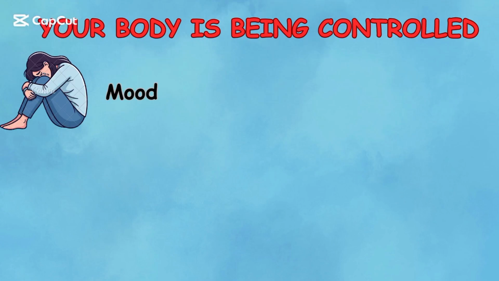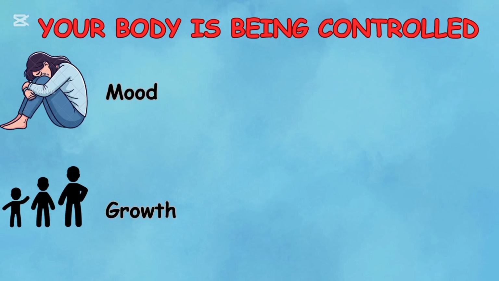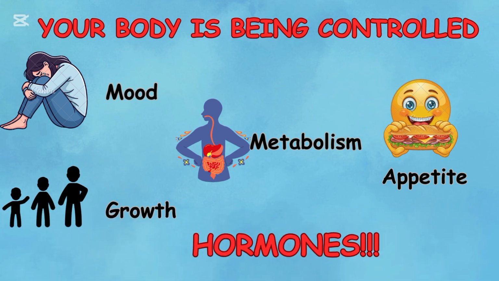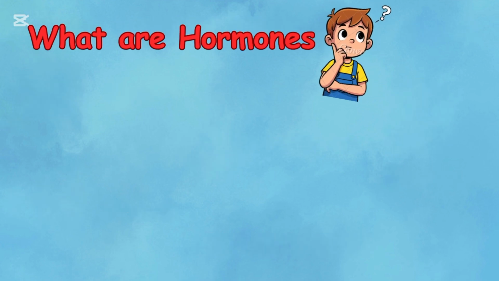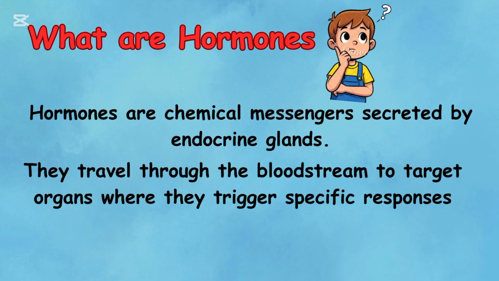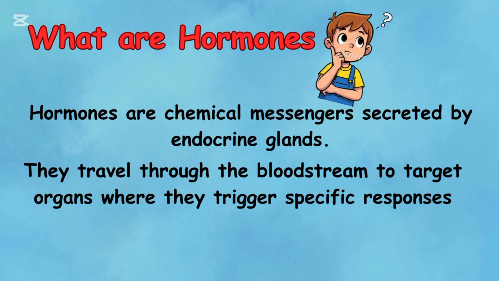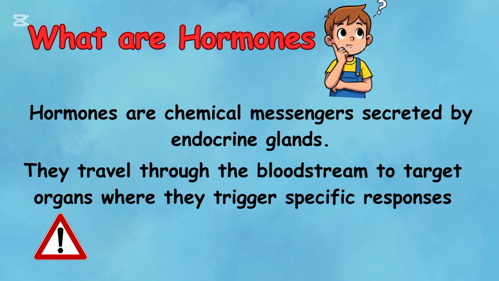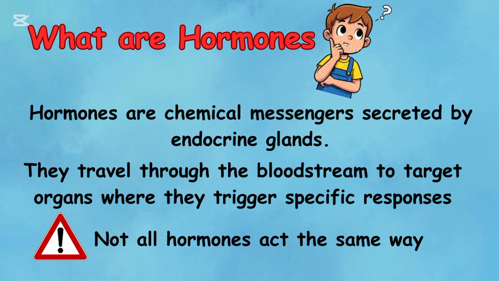Your mood, your growth, your metabolism, your appetite are controlled by invisible chemical messages called hormones. Now, what are hormones? Hormones are chemical messengers secreted by the endocrine glands. They travel through the bloodstream to target organs where they trigger specific responses. But wait, not all hormones act the same way.